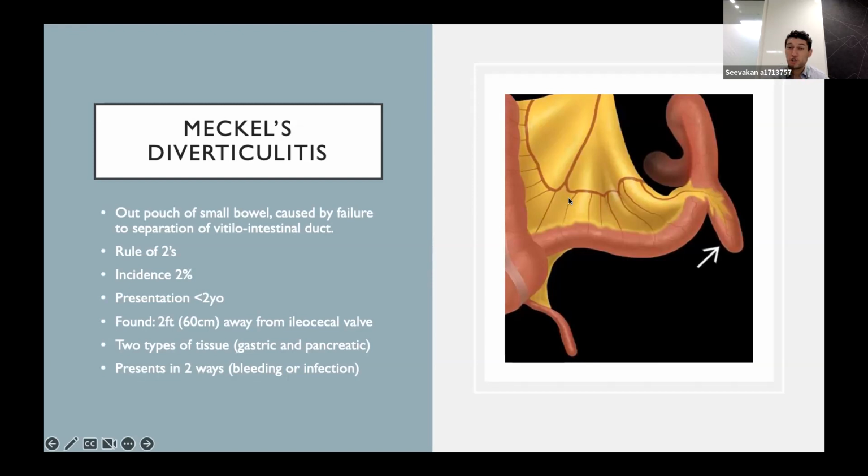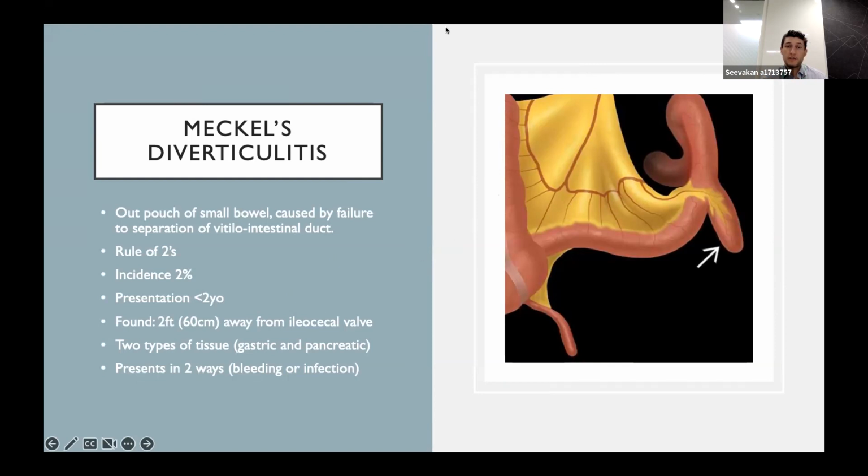There are usually 2 types of tissue inside the Meckel's diverticulum, gastric and pancreatic tissue, and that's how they get their presentation. They usually present in one of 2 ways, either with gastrointestinal bleeding, which is going to be a lower GI bleed because it's after the ligament of Treitz, at the juncture between the duodenum and jejunum, or with inflammation or infection. The gastric tissue inside the Meckel's diverticulum either erodes through an arteriole, causing a bleed, or causes ulceration of the mucosa, causing inflammation and infection.